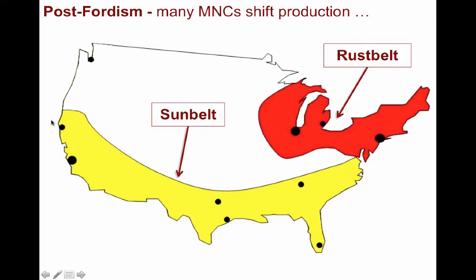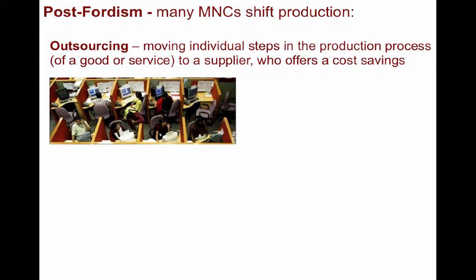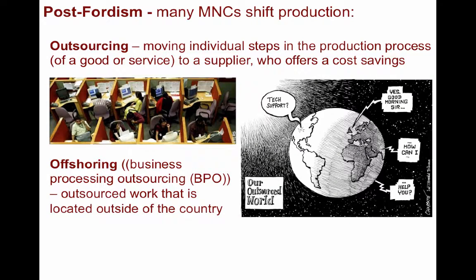And this is an example of outsourcing, which is the moving of individual steps in the production process of a good or service to a supplier who offers a cost savings. As stated before, in the post-Fordist global economy, many MNCs and TNCs shift production to new locales in order to reduce cost and increase profit. While many of these new locations may be within a country, other locations outside of the country may prove to offer a greater cost savings. This is known as business processing outsourcing, or BPO, also commonly referred to as offshoring.